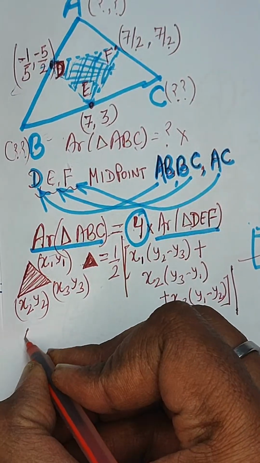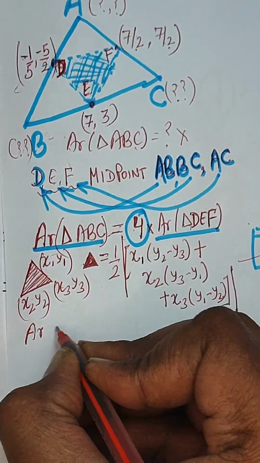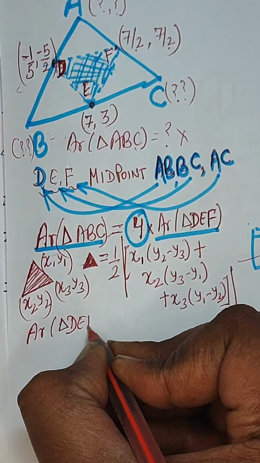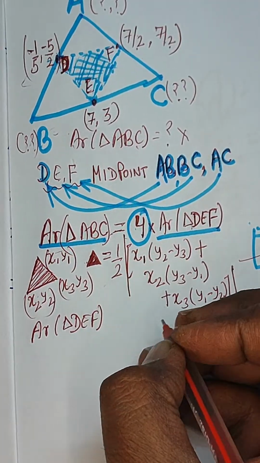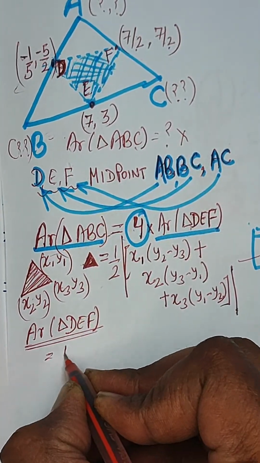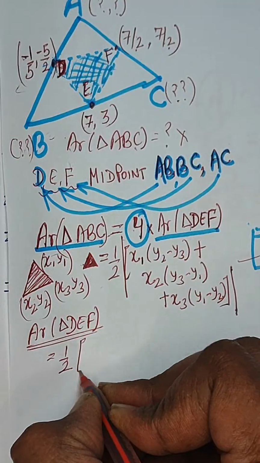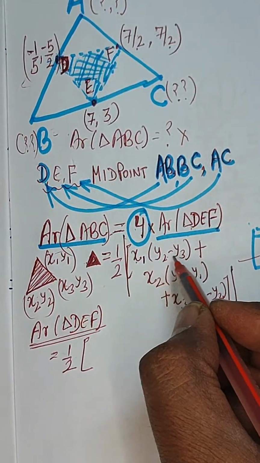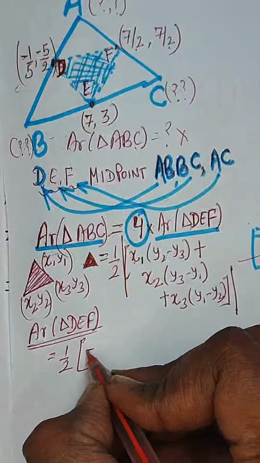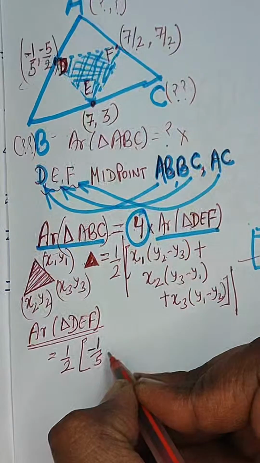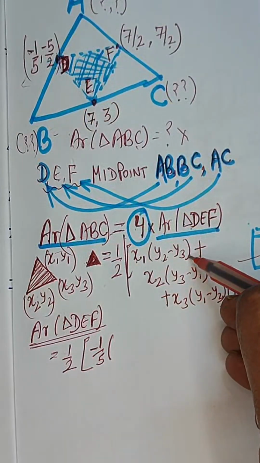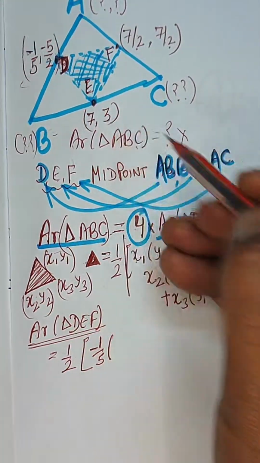So using the same formula, we are going to calculate the area of the triangle DEF, my dear friends. The area of the triangle DEF is equal to half of x1 into (y2 minus y3). What is x1? x1 is minus 1 by 5. So minus 1 by 5 into (y2 minus y3). What is y2? y2 is 3.